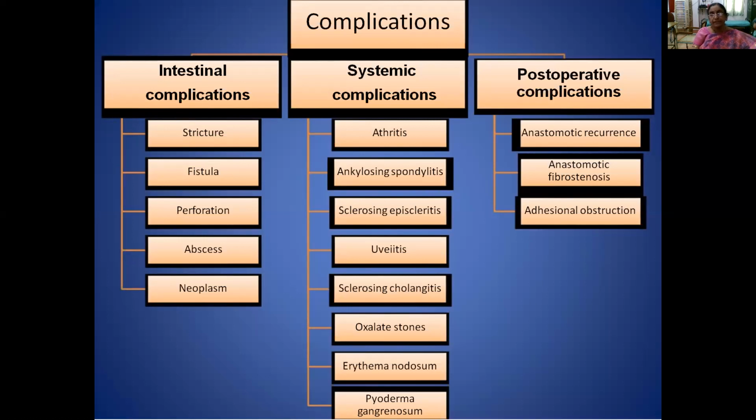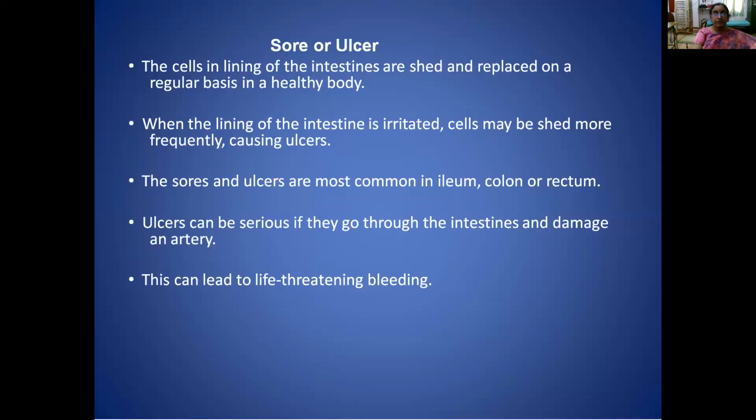Coming to the third category, post-operative complications. One is anastomotic recurrence, that is recurrence of the disease at the anastomotic site. Next is anastomotic fibrostenosis, that is narrowing. Third is adhesional obstruction. These are the three possible post-operative complications with Crohn's. Now I'll go on to each one briefly.